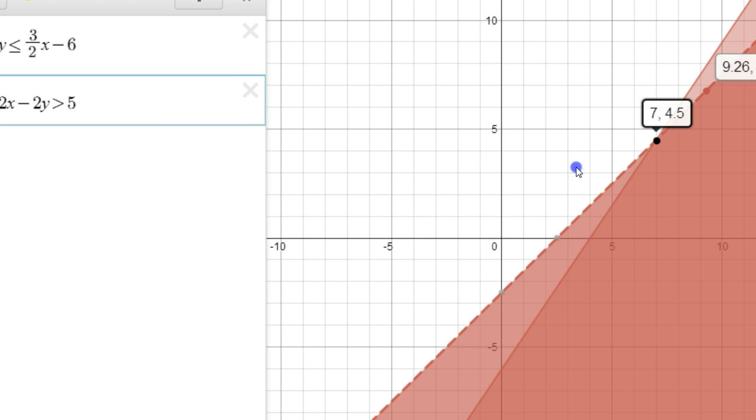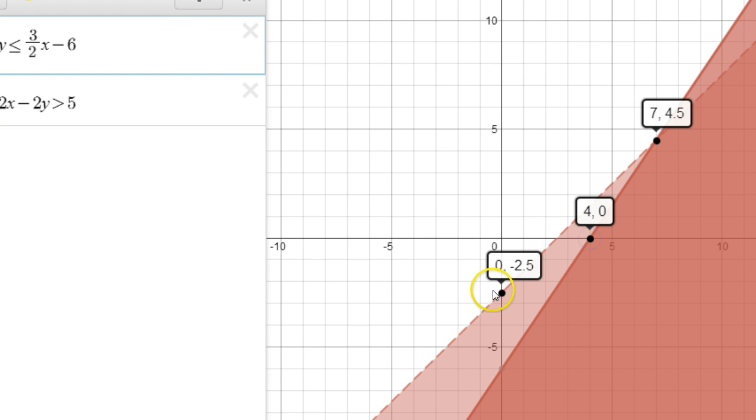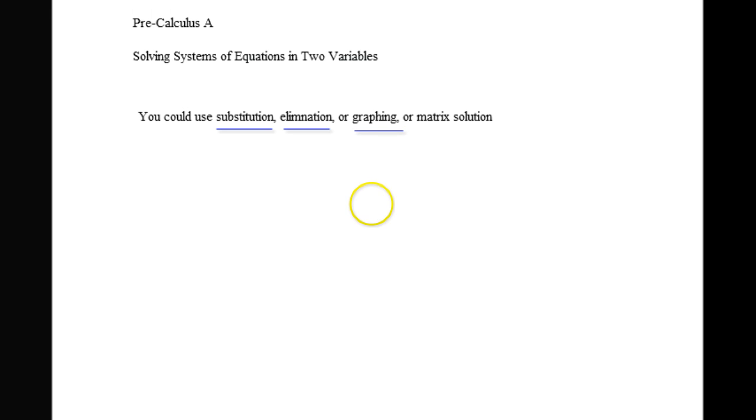So if you had to test a point, and let's say you had to test the point (0, -25), you would not get a true statement for either one of these. You wouldn't even get it for the true line it was. However, if we tested out the point, let's say (4, 0), you would get a true statement for both of these inequalities and just work it across. So that's pretty much it.